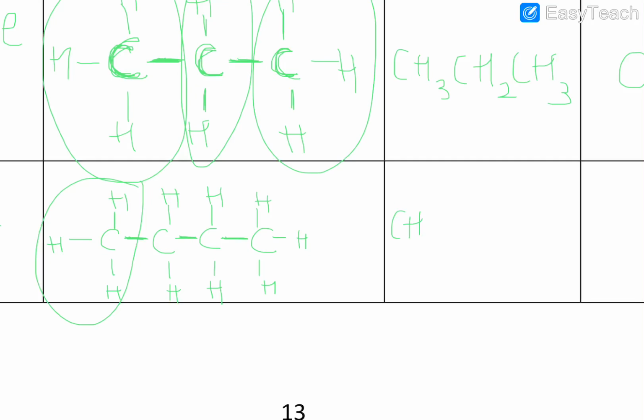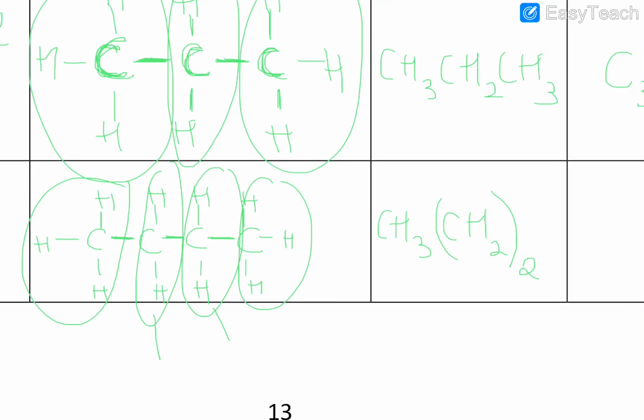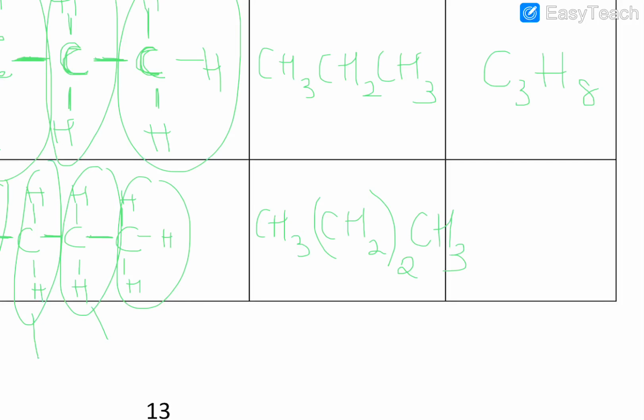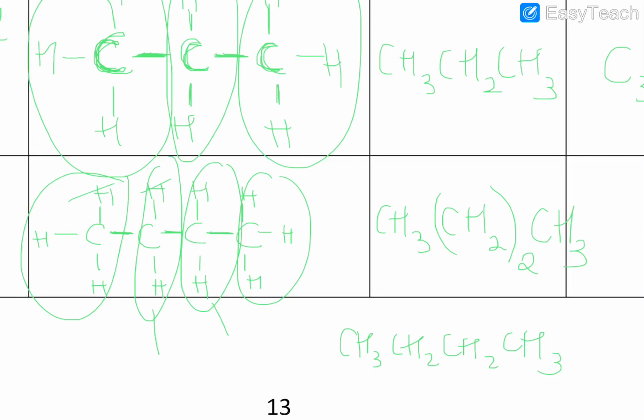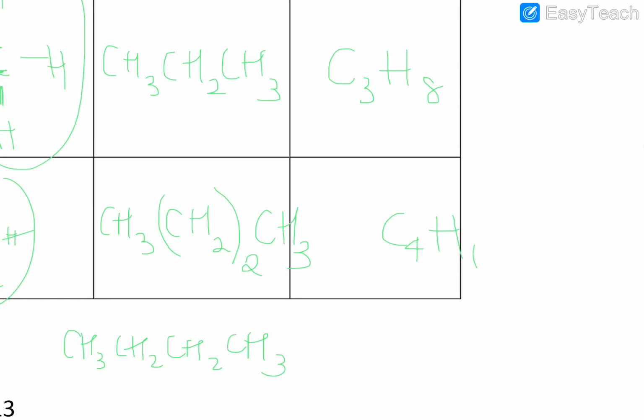So CH3, CH2, but how many CH2 do we have? We have 1 CH2 here and a second CH2 here. So we'll put CH2 twice and then CH3. Okay, it's fine. You could also write it like this. CH3, CH2, CH2, CH3. That's fine too. It's the same thing. And then the molecular formula, how many carbons we have? 4 carbons. And if you count, 1, 2, 3, 4, 5, 6, 7, 8, 9, 10 hydrogen. H, 10.